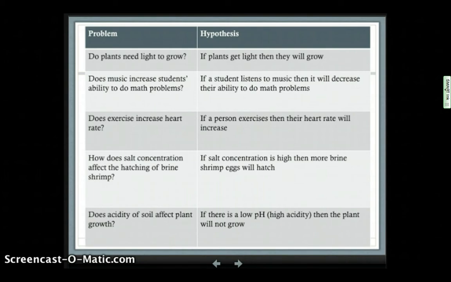How does salt concentration affect hatching of brine shrimp? If the salt concentration is high, then more brine shrimp eggs will hatch. Notice how I don't say if the salt concentration is high, it will affect the shrimp eggs. You can never just say that it will affect. You always have to give an indication of whether something's going to increase or decrease, what direction it's going to affect it in. And the last one, which again is a difficult one, if there is a low pH, which is a high acidity, then the plant will not grow. So again, this is a clear prediction on what's going to happen when you change the amount of acid.